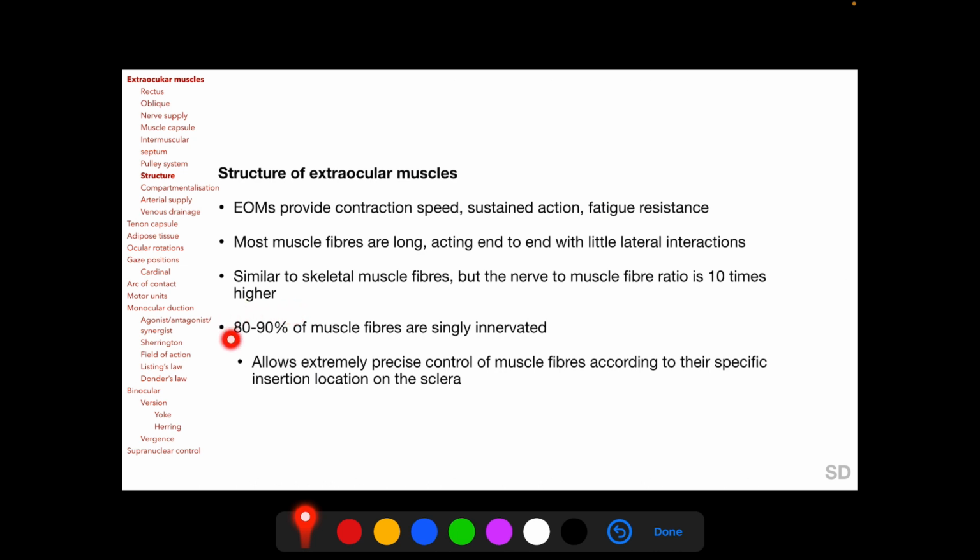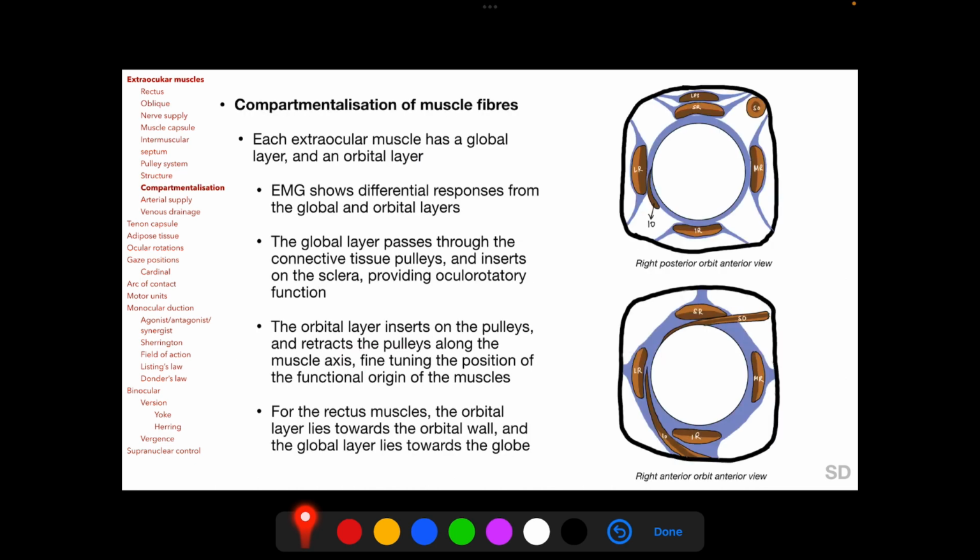A predominant majority of muscle fibers in extraocular muscles are singly innervated, that is, a single motor nerve supplies only a single muscle fiber. This allows extremely precise control of muscle fibers according to their specific insertion location on the sclera. Within each rectus and oblique muscle, there is compartmentalisation of muscle fibers according to the location of insertion of the muscle fibers and the nerve supply to the muscle fibers.